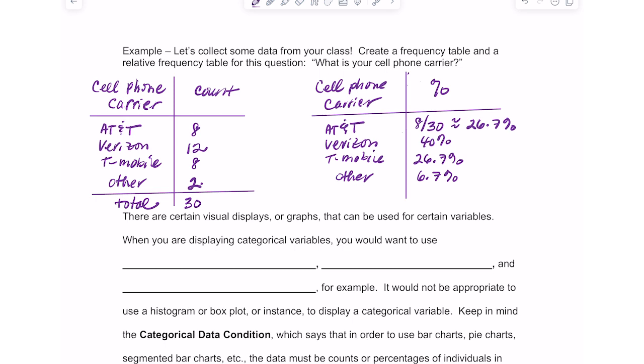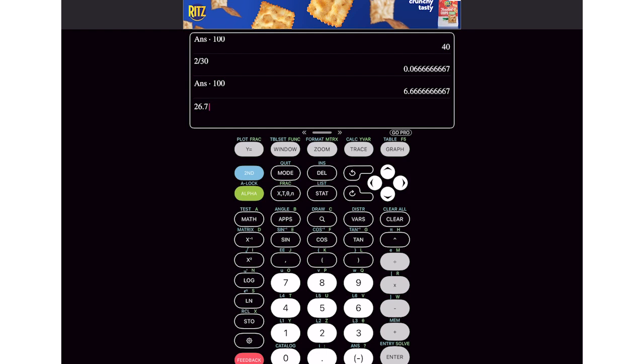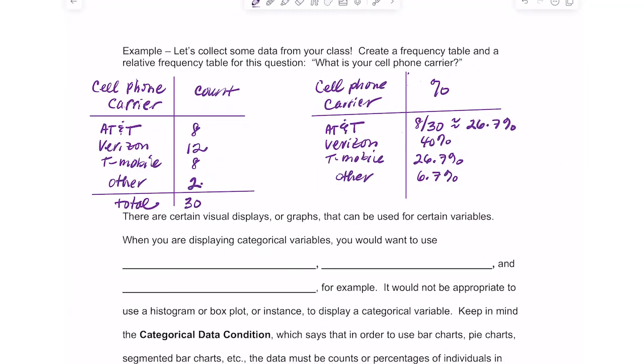Now, if I add those, it may not come out exactly to 100% because of some rounding error. So if we wanted to be more specific, if we add those numbers up, 26.7 plus 26.7 plus 6.7 plus 40, I get 100.1%. So in order to avoid that, you could just carry more decimals over, so round to the nearest hundredth if you wanted instead, but it comes out to about 100%.